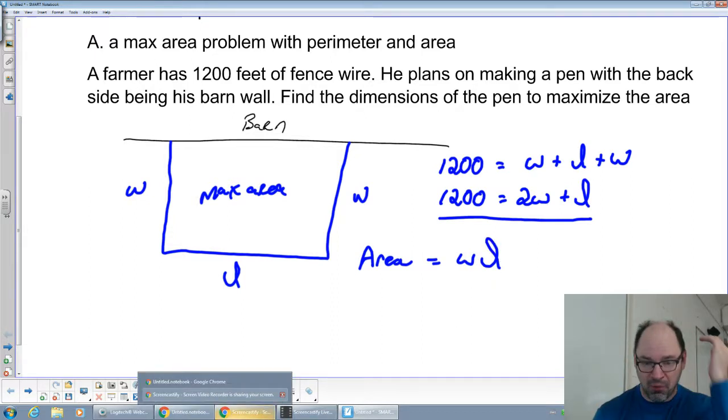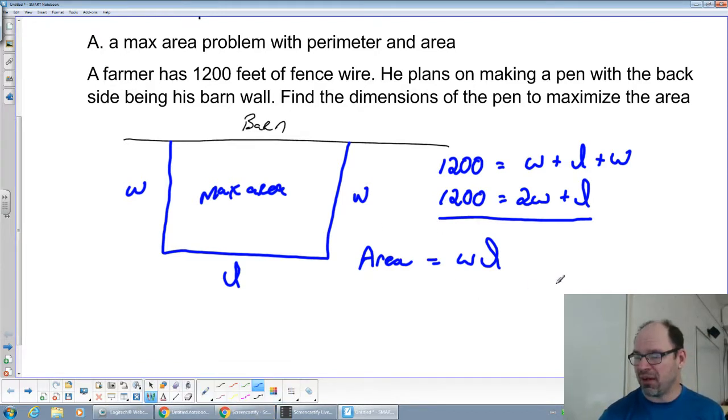Okay, and what we want to do here is maximize the area. So we're going to have to work with the area equation. We'll use the perimeter equation to solve for L or W, because we don't want two variables in the area equation. We've got three variables: area, width, and length. We want to remove the width or length from this equation. So we're going to use the perimeter equation and solve for L.